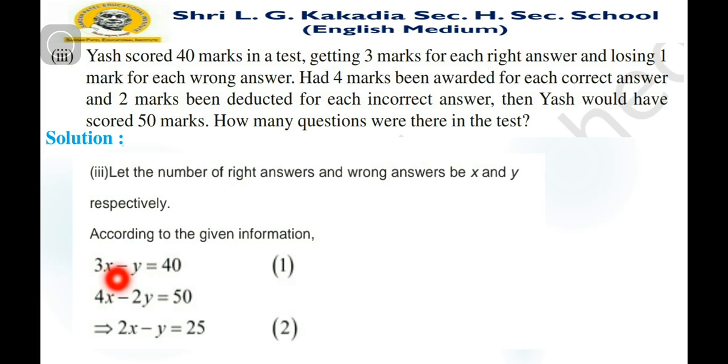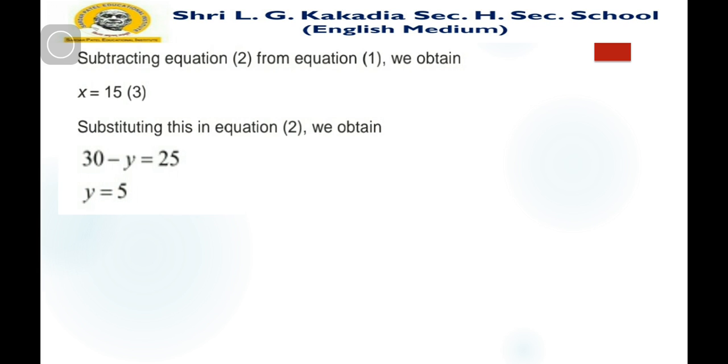From equation 2, we can cancel the common 2 from both sides. We get 2x minus y is equal to 25. So we have equation 1 and equation 2. Now let me solve. Subtracting equation 2 from equation 1, we obtain x is equal to 15. It is equation number 3. Substituting this in equation number 2, we obtain 30 minus y is equal to 25, then y is equal to 5. Here 15 are correct answers and 5 are wrong.